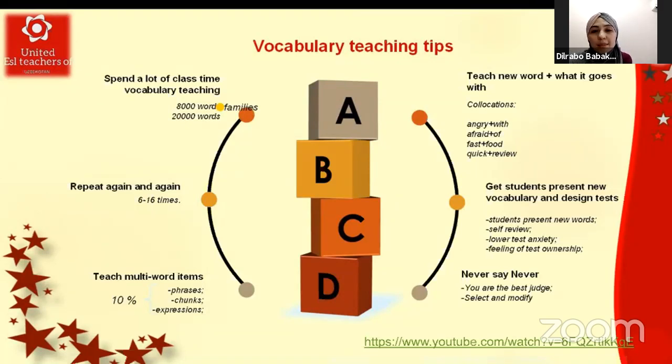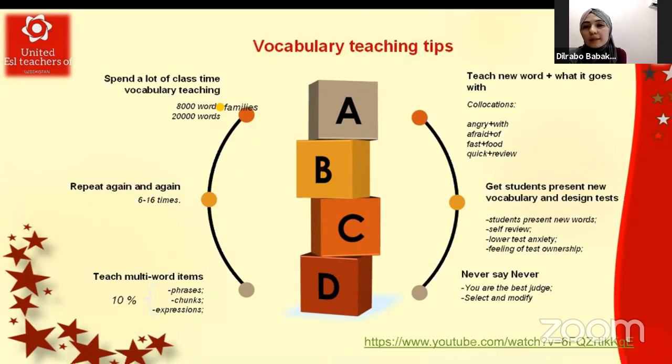So the next tip is teach multi-word items. Multi-word items means phrases, chunks, and expressions. Those expressions are ready-made ones, so you cannot just divide them. If you divide them, they will give another meaning. That's why your students should learn them as they are. So in your vocabulary teaching, 10% should consist of expressions, multi-word items, so that your students will learn how to use them pragmatically correctly as well.